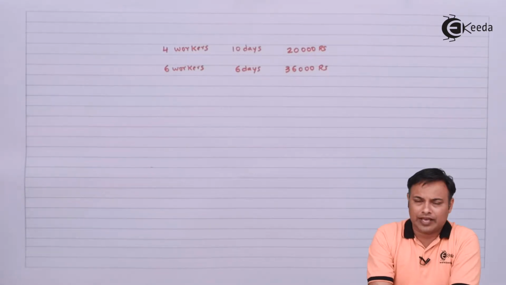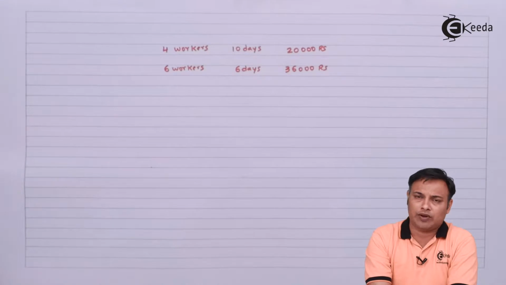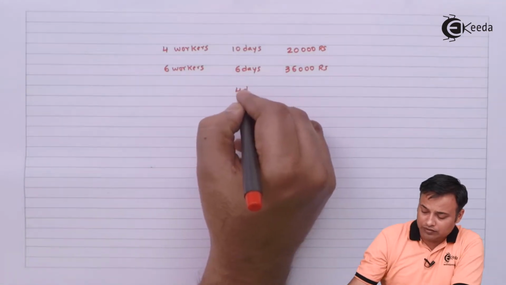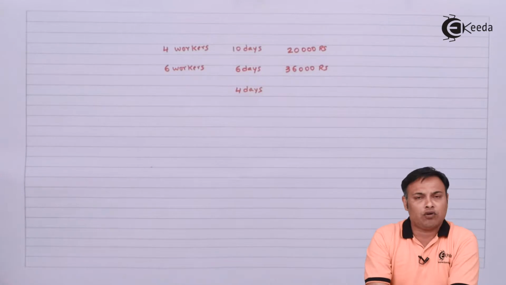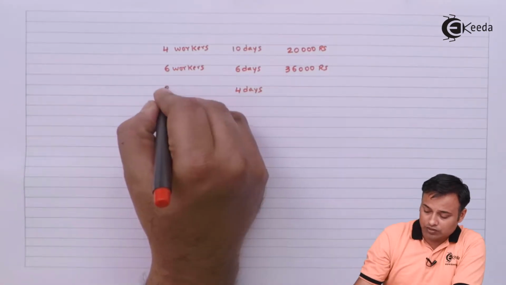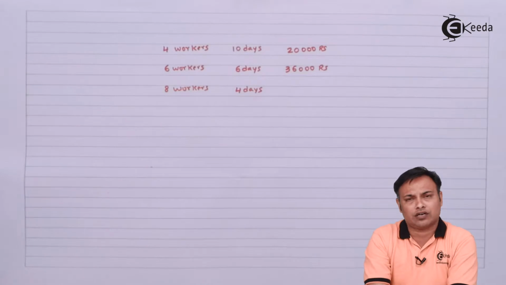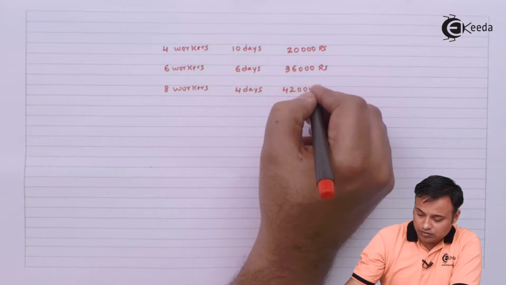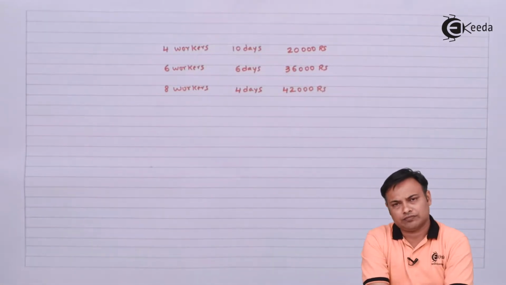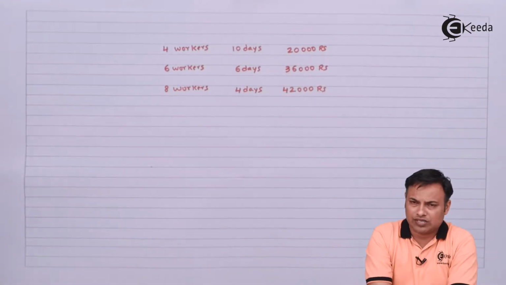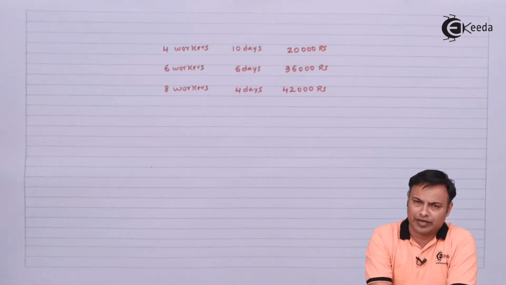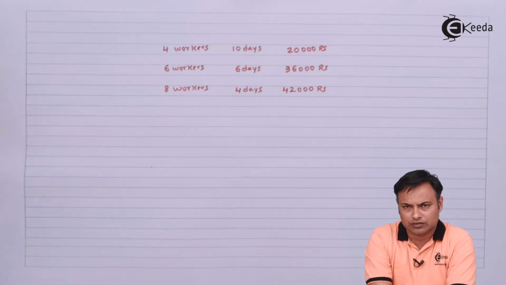I approach them again: is it possible for you to reduce the time any further? So they agree to complete the work in 4 days with 8 workers. And they'll charge me rupees 42,000 for the same. Now, if I approach them again to reduce the time, it may not be possible at all, because minimum 4 days will be taken to complete the overall coloring work.